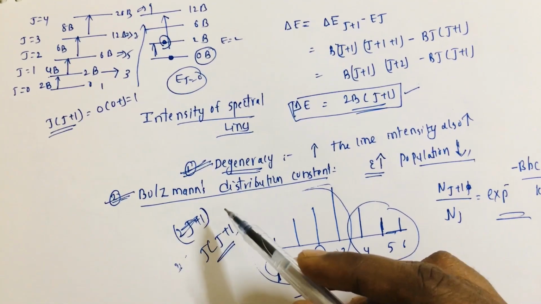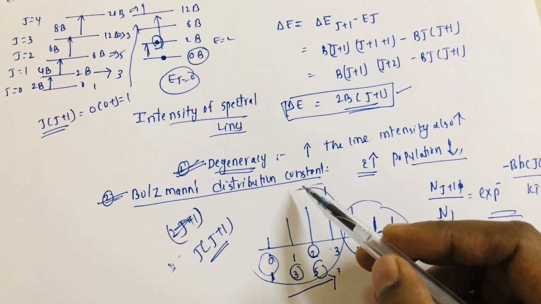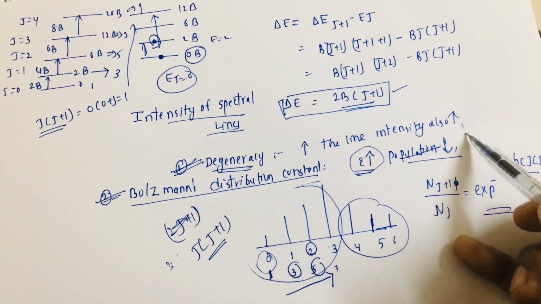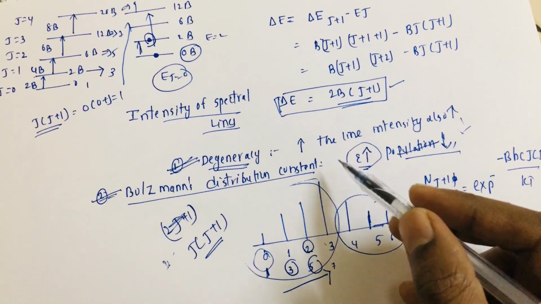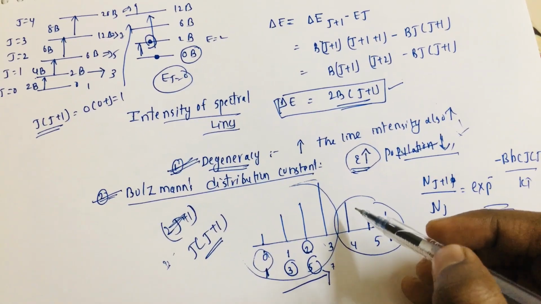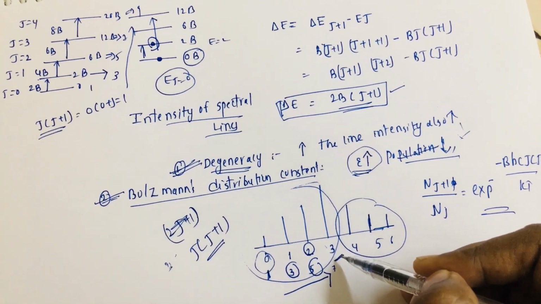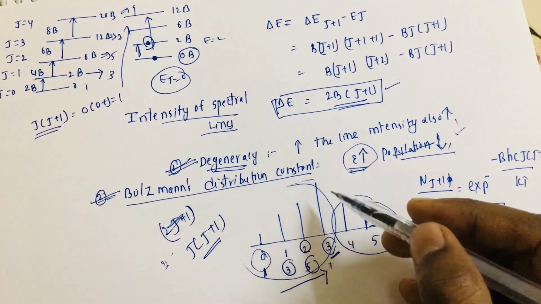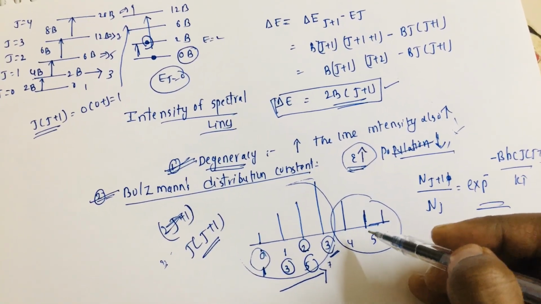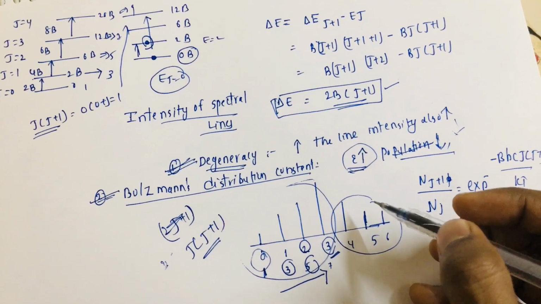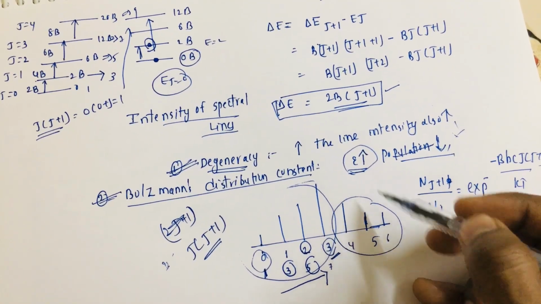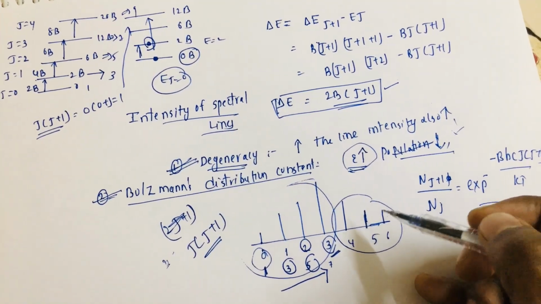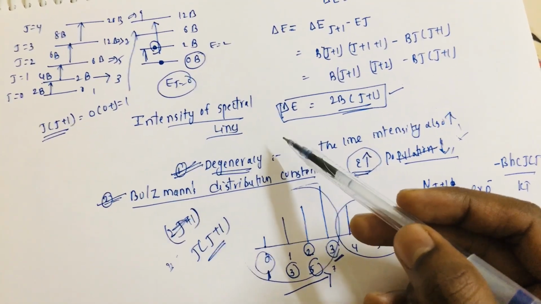And another thing, we have the Boltzmann distribution constant. According to this constant, if the energy is increasing, the population decreases. If the population decreases, the intensity of the spectral line also decreases. So up to the 3rd energy level, the intensity of the line is increasing. From 4, 5, 6, since the energy of these levels is high, the population will be low. Because of that, the intensity will decrease. So for intensity of spectral line, we have two concepts.